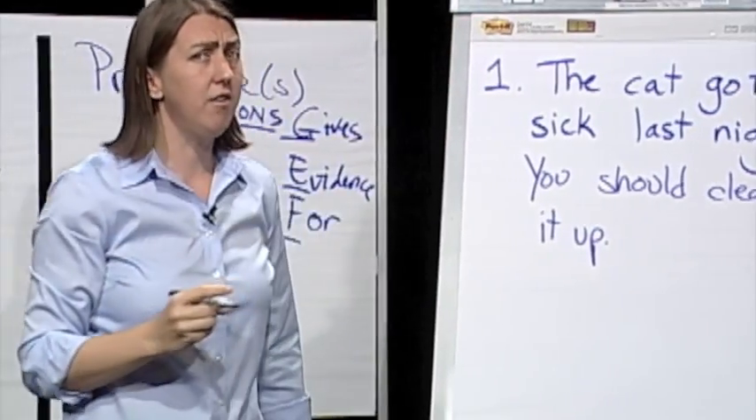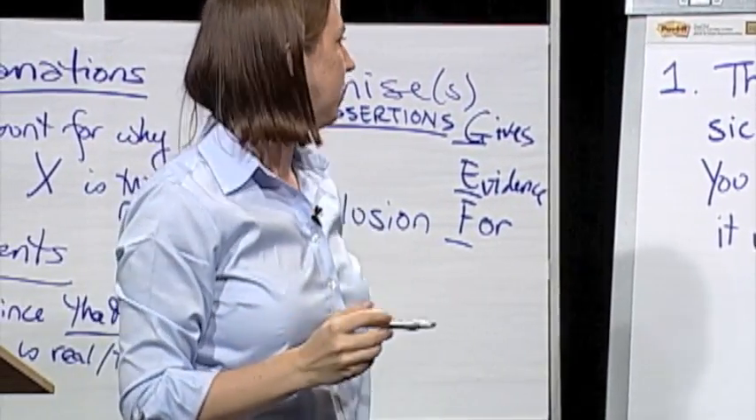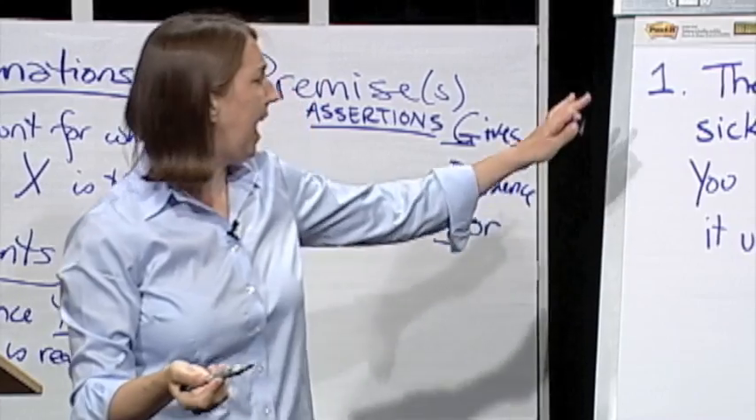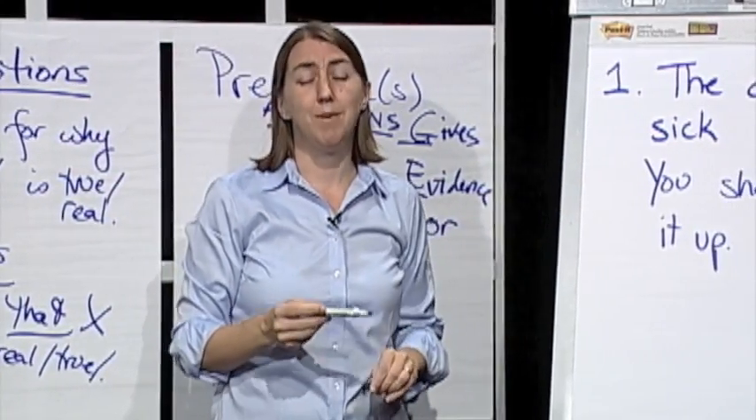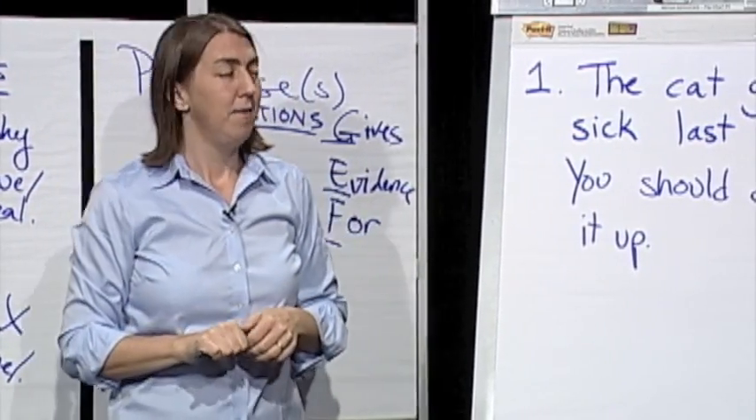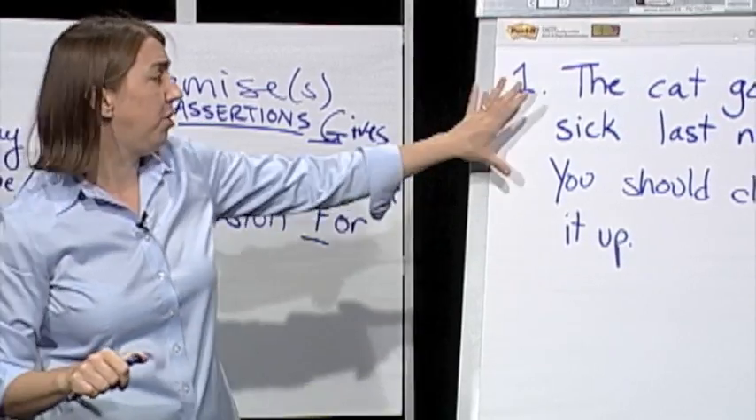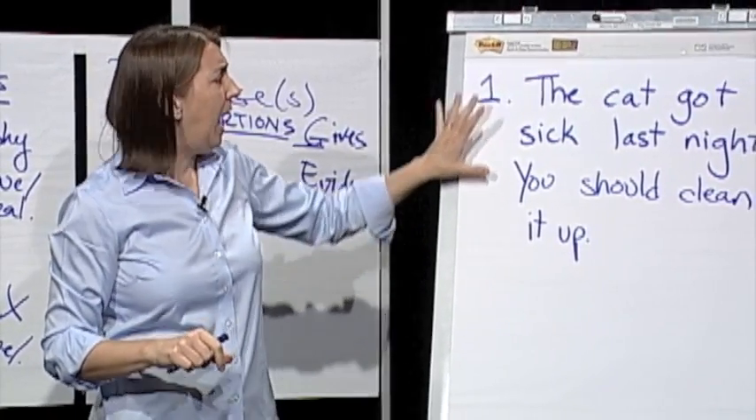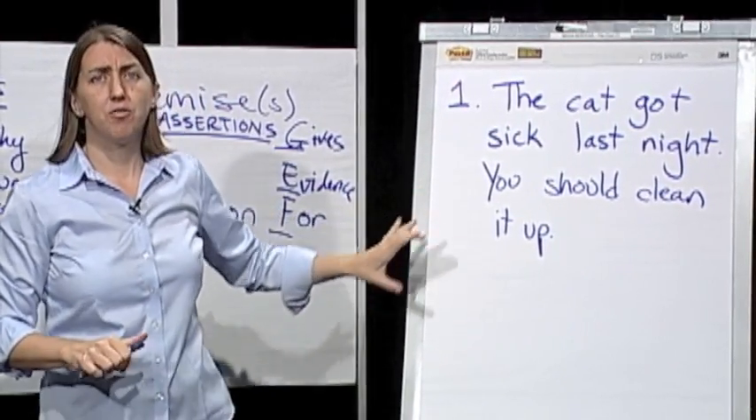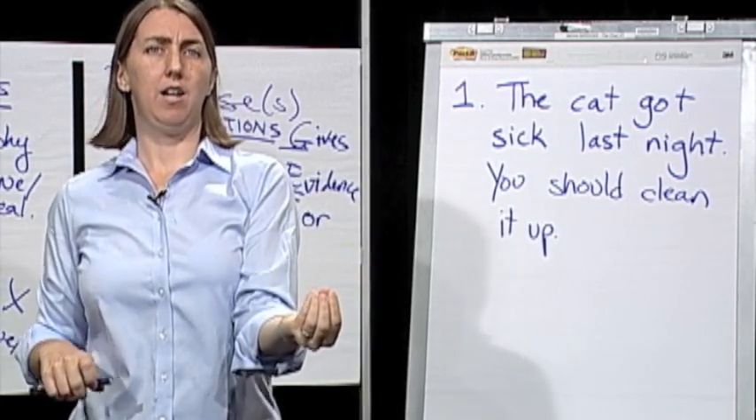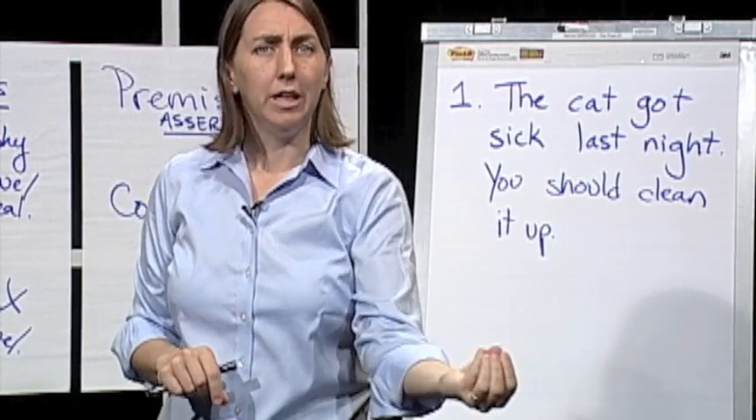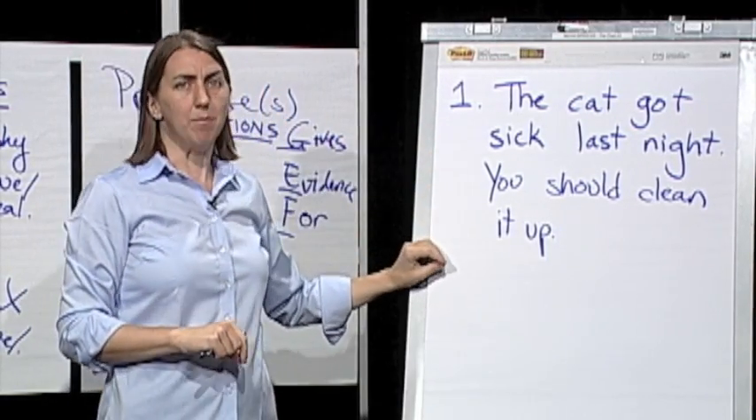Now, what if we added another assertion to that example of language? "The cat got sick last night, you should clean it up." Now, this one's a bit trickier. One could argue that there are two different assertions here, and that one gives evidence for the other. The fact that the cat got sick is reason to believe that you should clean it up.